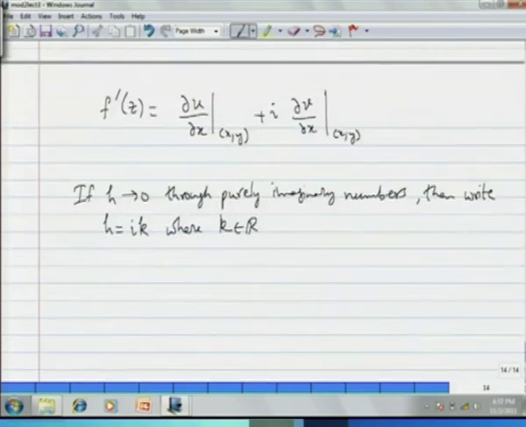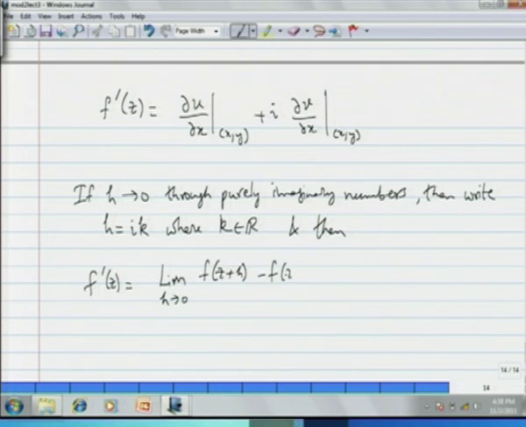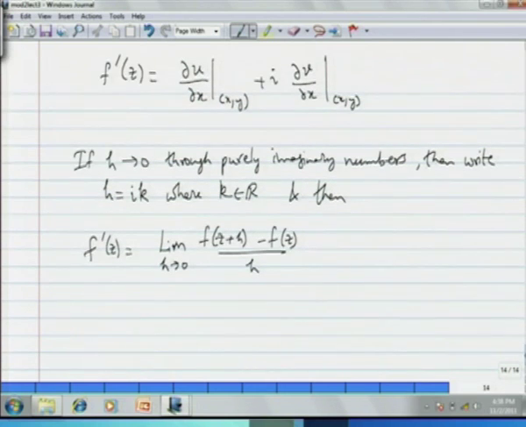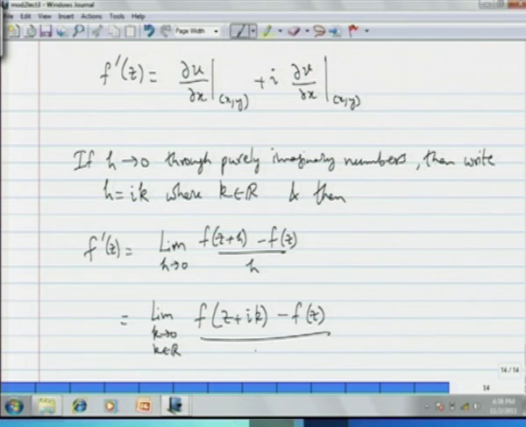And then f prime of z will now be, by definition, the limit as h goes to 0 of (f(z + h) minus f(z)) by h. So now it has to equal the limit as k goes to 0, k a real number, of (f(z + i k) minus f(z)) by i k, because h is i k by assumption.